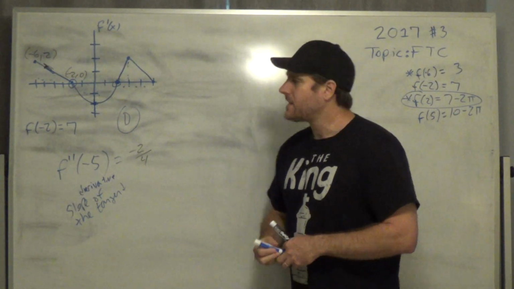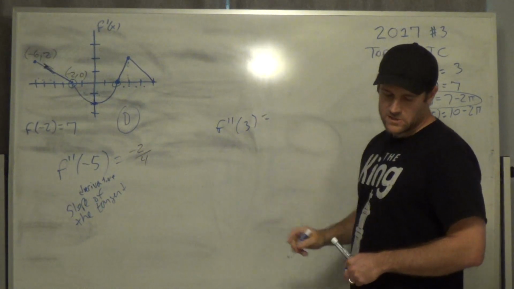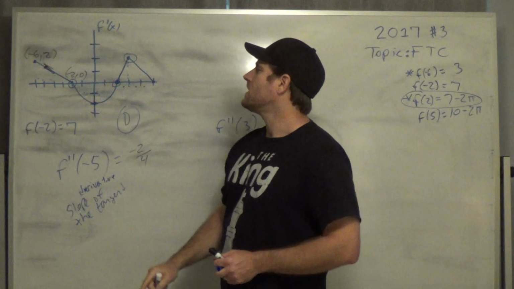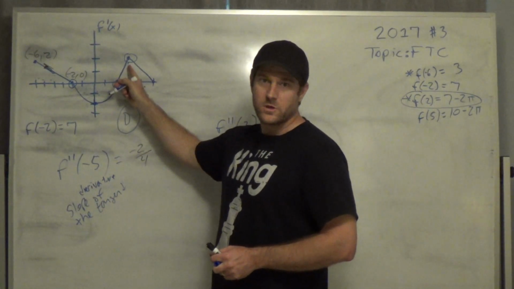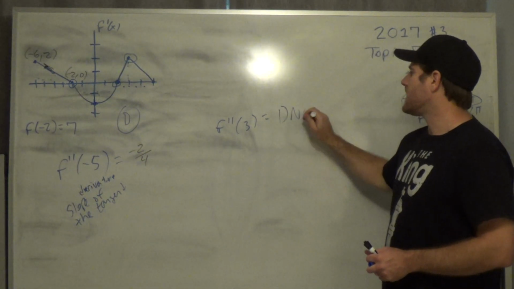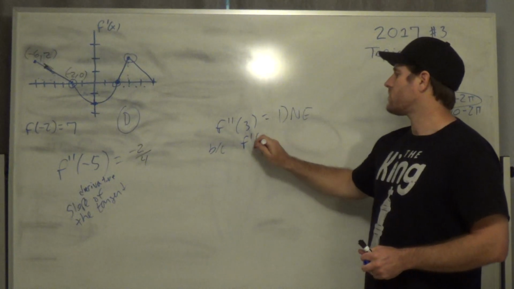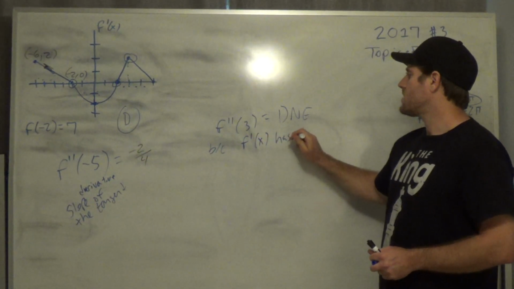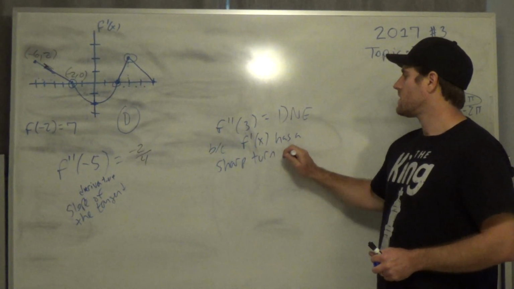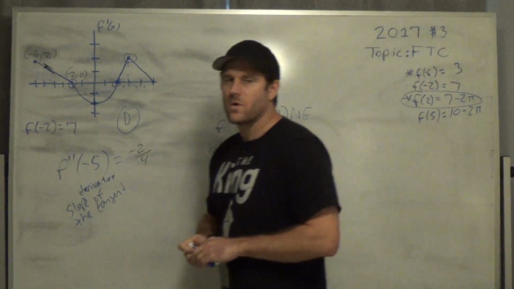That's the first one. And then the second one is, what is f double prime 3? It's the same idea. It's what's the slope of the tangent line. I want to know what's the slope of the tangent line right there. I want to know what is the slope there, or the derivative there. But there's a sharp turn. So it does not exist because f prime x has a sharp turn at x equals 3. And there you go. That's the end of the question.